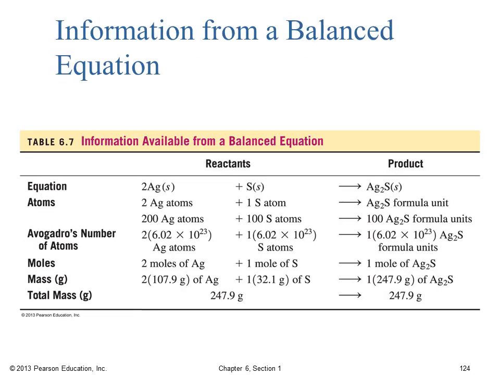So here's just kind of showing you the information you can get from the equation. If you have a balanced equation of 2Ag plus S goes to Ag2S, that means if you have 2 moles of silver and a mole of sulfur, you're going to make 1 mole of silver sulfide. And so using the molar masses, you can calculate the mass of each reactant and each product, and you'll see that the mass of the reactants equals the mass of the products.